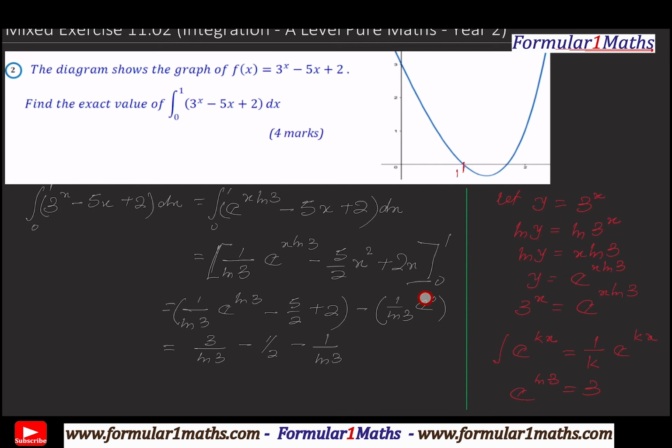Again, because e to the power 0 is 1. And this will simplify to 3 over ln 3 minus 1 over ln 3 minus a half. And this will give me 2 over ln 3 minus a half. If we simplify that further, you're going to get 4 minus ln 3 over 2 ln 3. And that is the final answer for question 2.